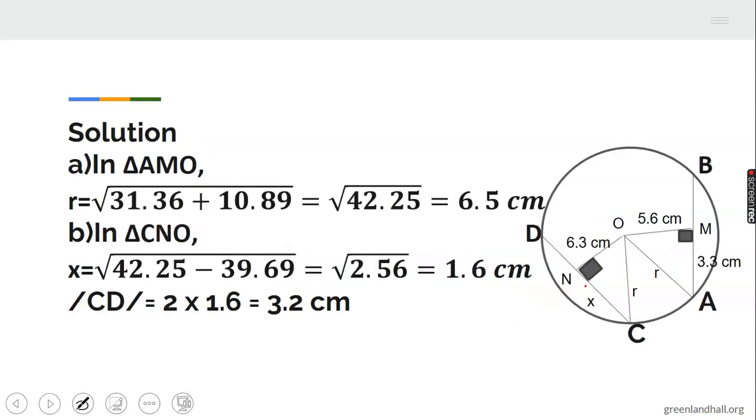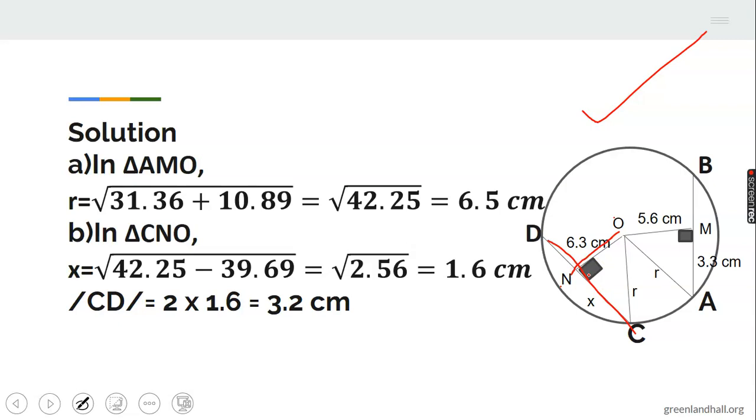We draw the diagram. This is the diagram. We are told that this is from the center. The center is O, 6.3. It will bisect this chord at the middle. So N is the midpoint. And it's 90. It will meet at 90.